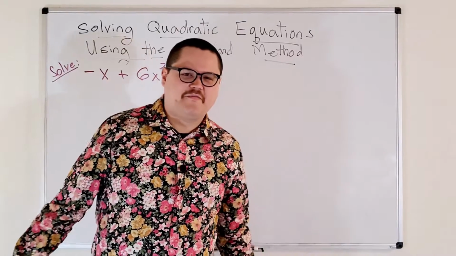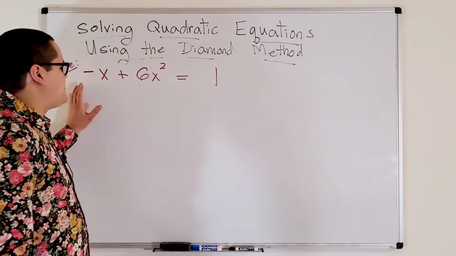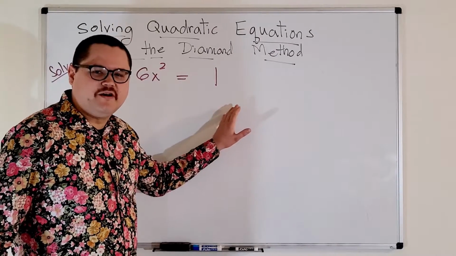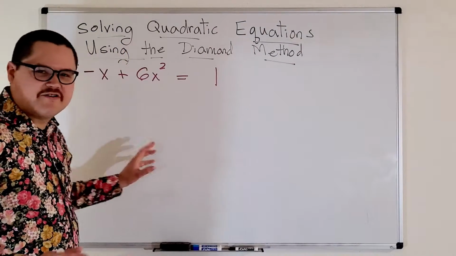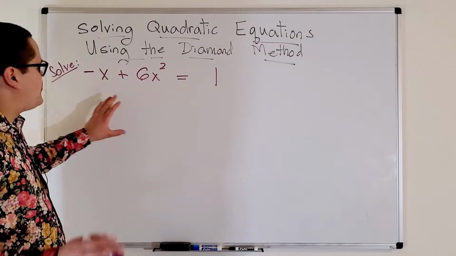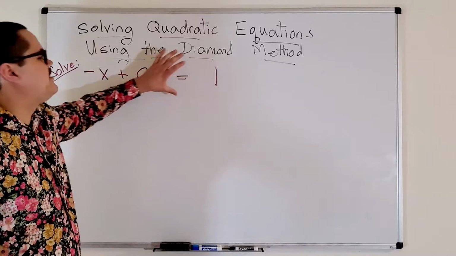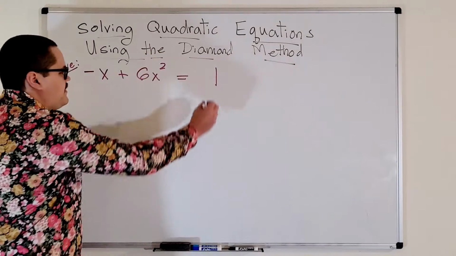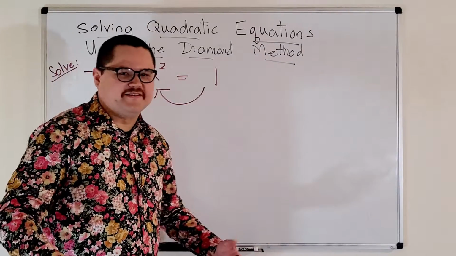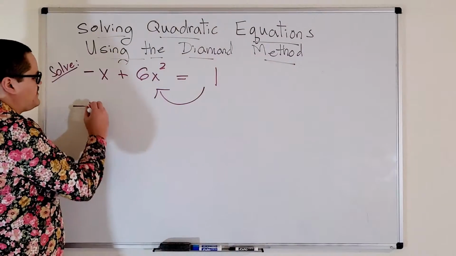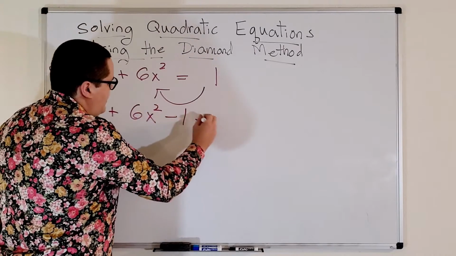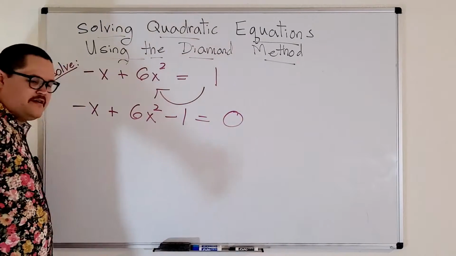Next up with the diamond method, let's say we want to solve negative x plus 6x squared equals positive 1. Now this is a quadratic equation, but everything's all jumbled up. So we got to move this positive 1 to this side. Now we can do that at the cost of flipping the sign. So this becomes negative x plus 6x squared minus 1 equals 0.